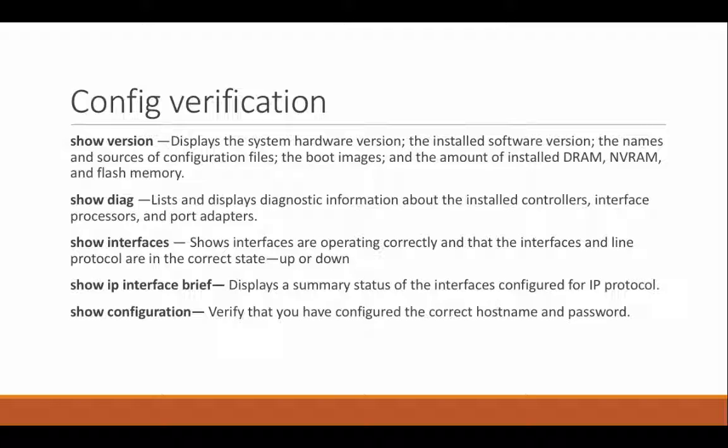You can do a show version, which displays the system hardware version, the installed software version, the names and sources of config files and the boot images, and the amount of installed DRAM, NVRAM, and flash memory. You can do show diags, which displays diagnostic information about the installed controllers, interface processors, and port adapters. Show interfaces, as we've already seen, shows all the interface information and if it's up or down. Show IP interface brief is a brief summary of what's above, and the show configuration verifies that you've configured the correct hostname and password.